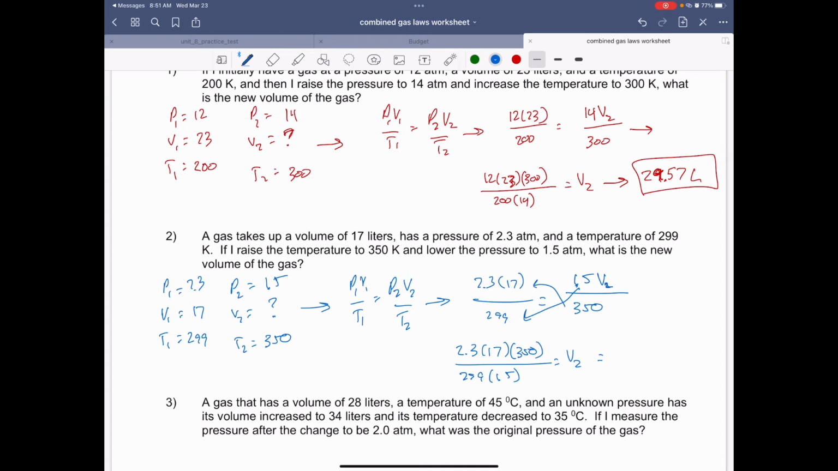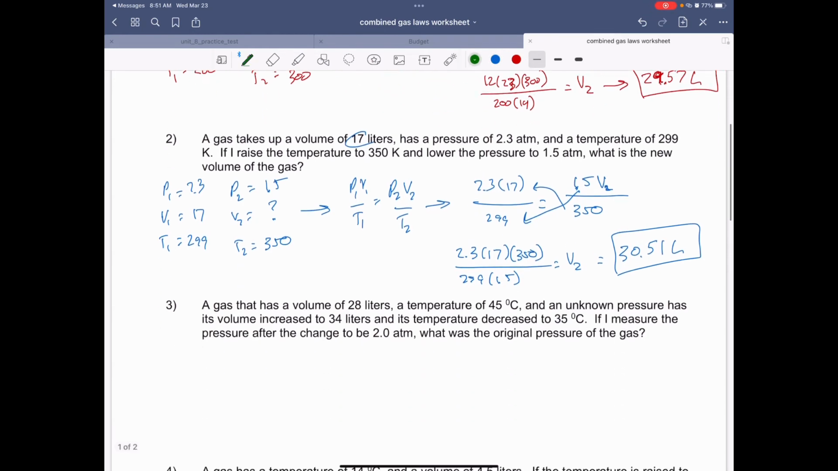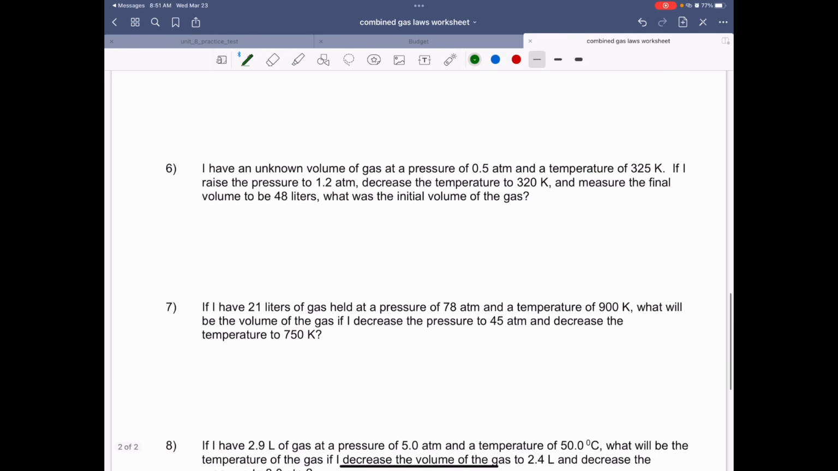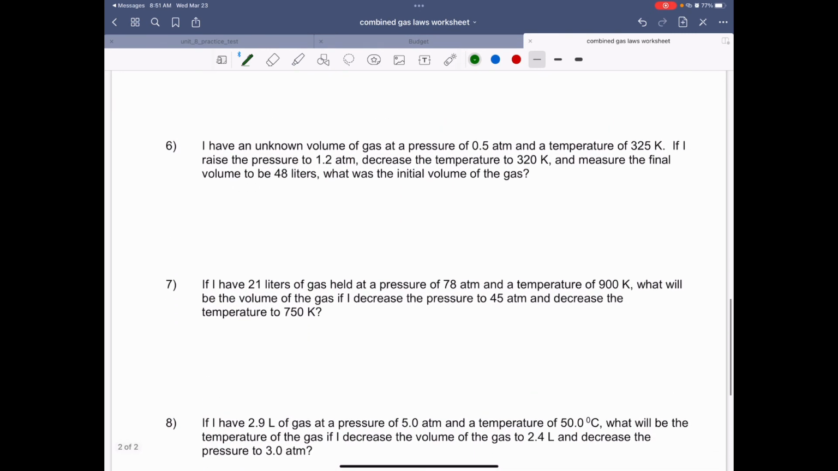And I get 30.51. It's a volume, so it's in liters. So it looks like it went from 17 to 30, so it almost doubled in size. All right, we're going to do just one more. Let's do number 6. I noticed because it's looking for an initial thing, so let's see if it makes anything different. So here we go.